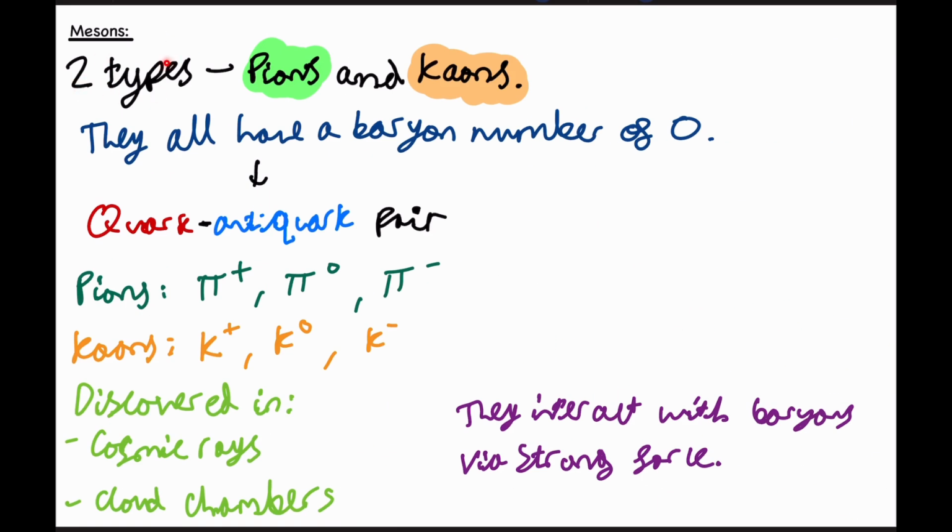Now let's move on to mesons, where you have two types, one of them called pions and the other one kaons. And they all have a baryon number of 0, because they are a quark-antiquark pair. And pions look something like this, and kaons something like this. You have the pi symbol to represent pions and the K to represent kaons. And they were discovered by cosmic rays and in cloud chambers because they interact with baryons via the strong nuclear force.